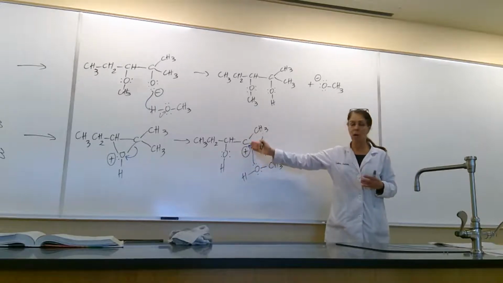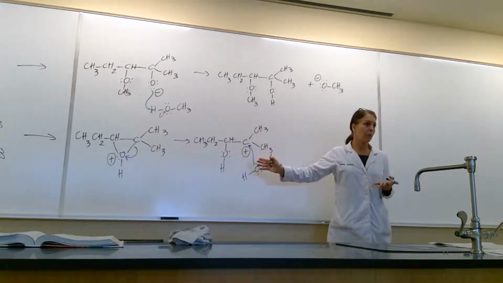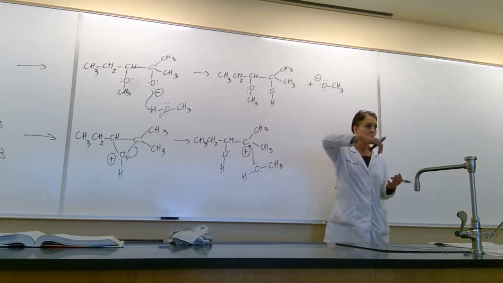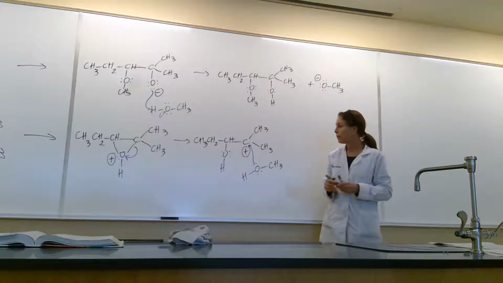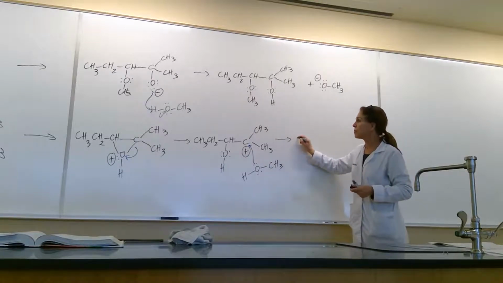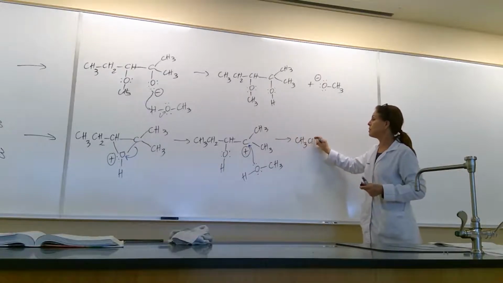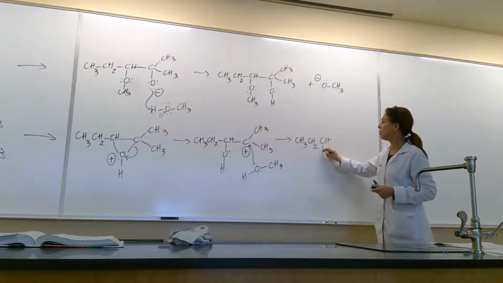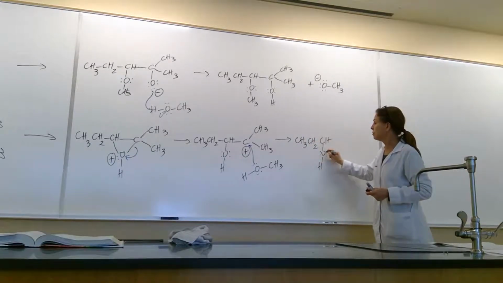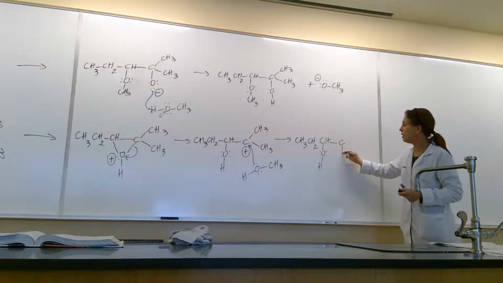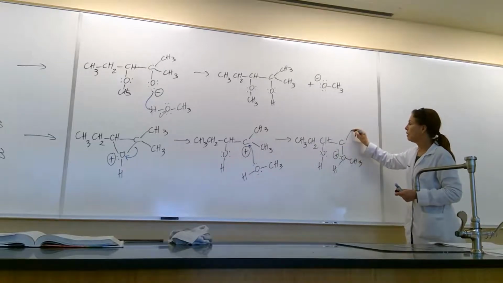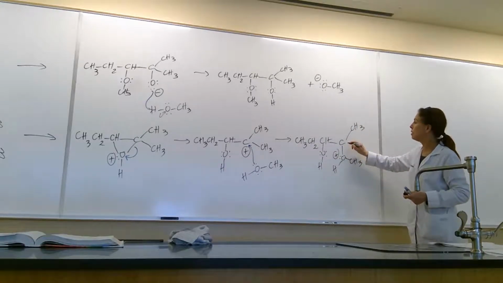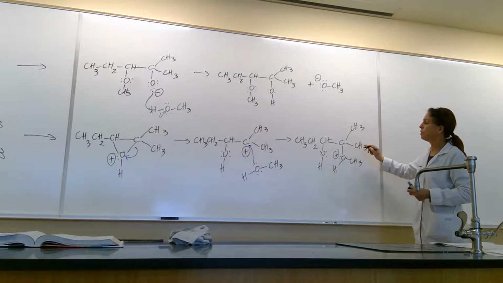In here, you might say, oh, it's still bulky. No, even if it looks bulky, it's flat. So your substituent can attack from the top and from the bottom. So you have here CH3, CH2, CHOH, and then we have COH plus CH3, CH3, CH3. So what's next?